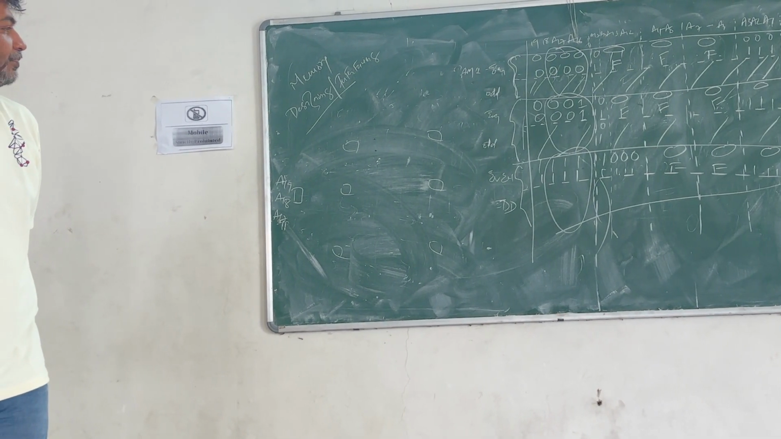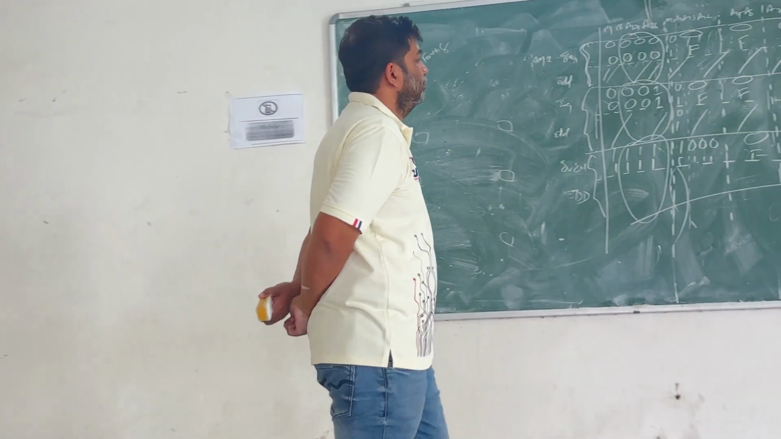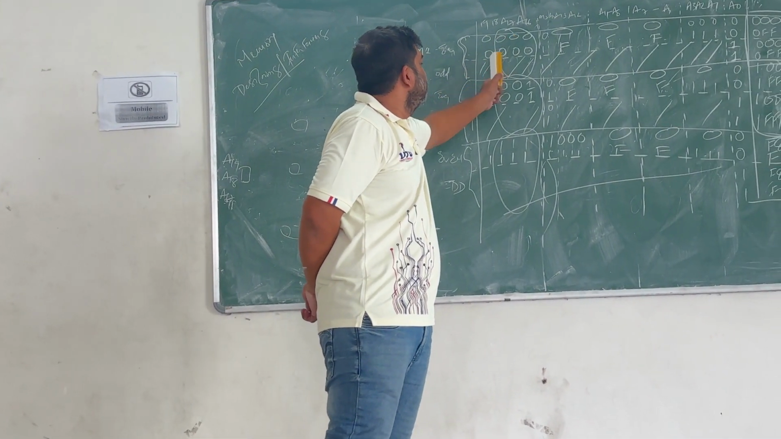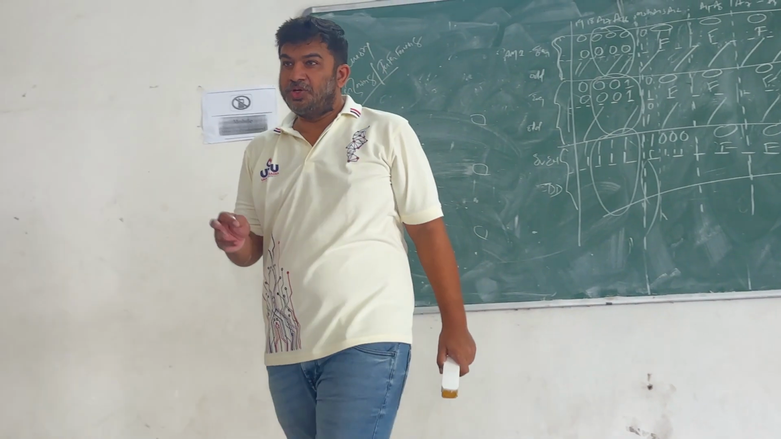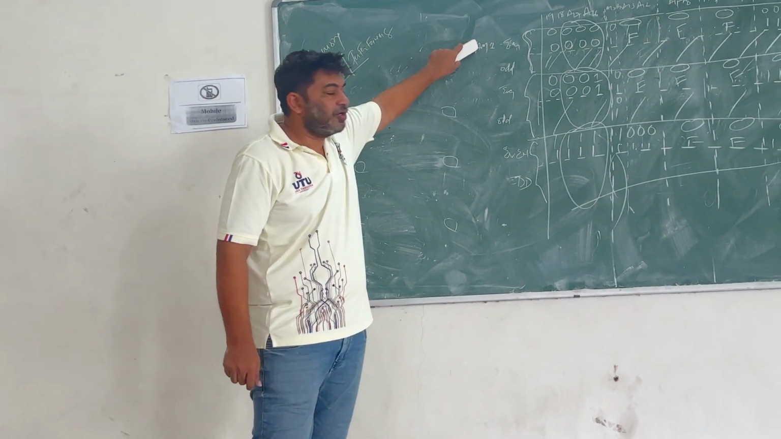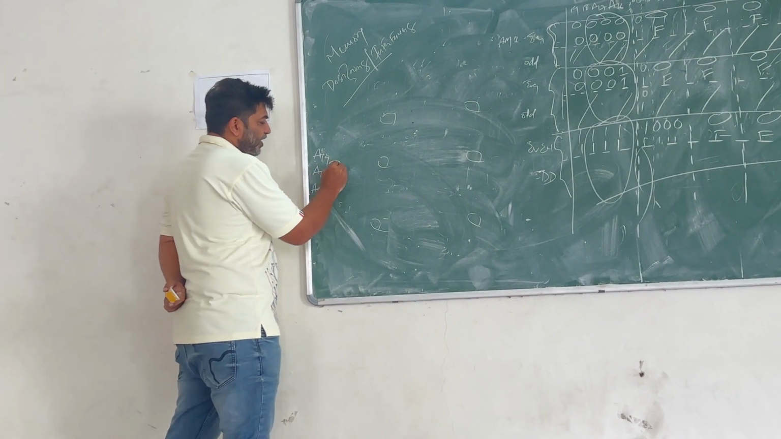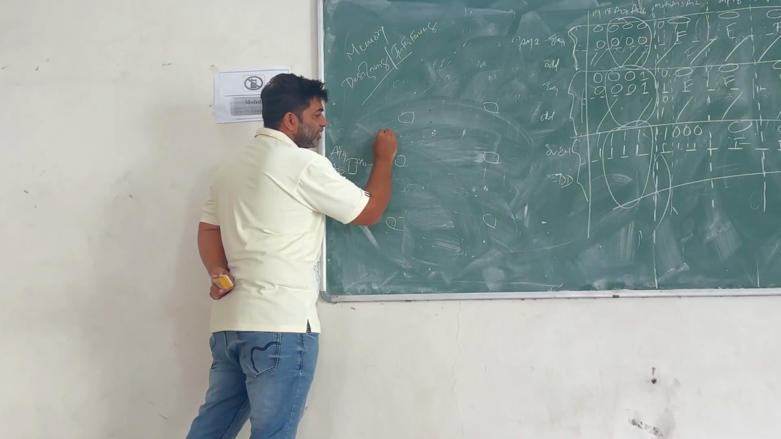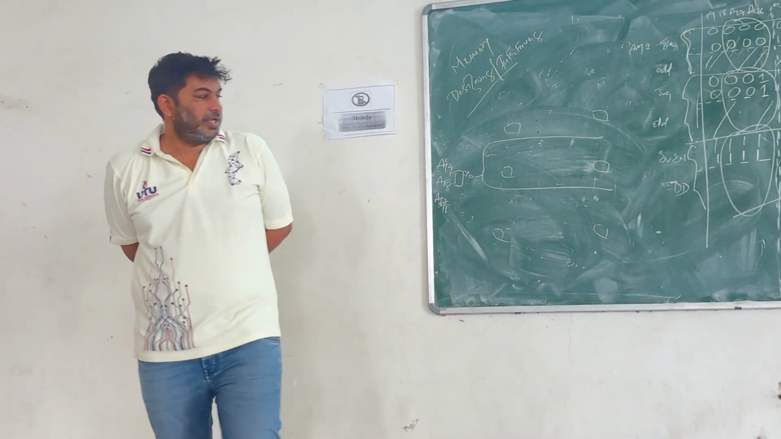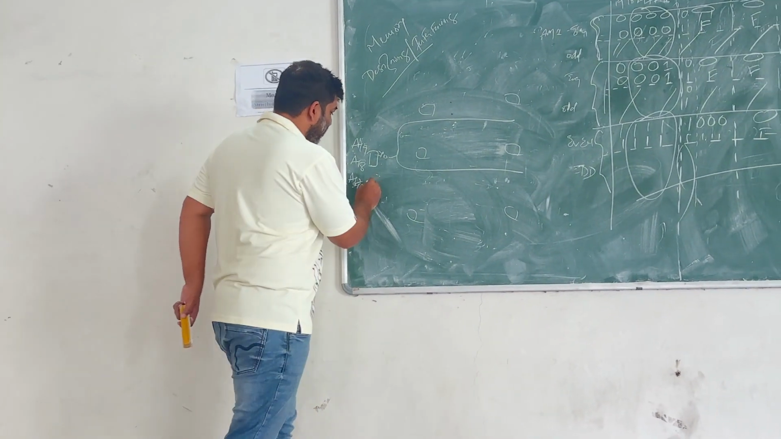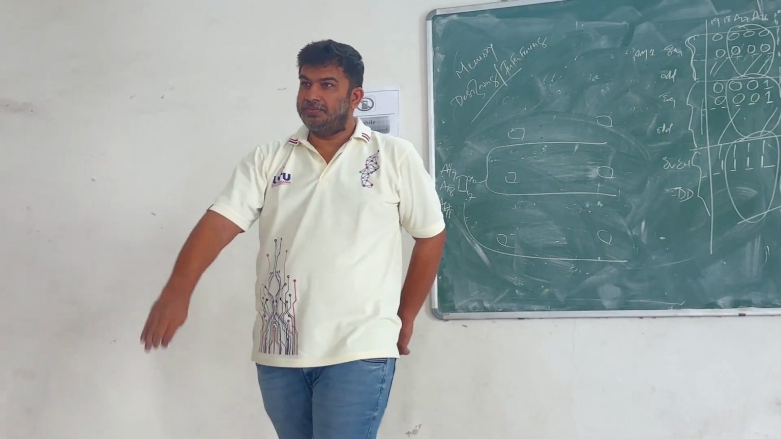What you need to do? 0, 0, 0. So if Y0 is 0, it will select RAM1 also. Understand? So if it is Y0, this line will go here, and the same line will go here also. Understand? And here it is 1, 1, 1. So if it is Y7, it will go here. Done?